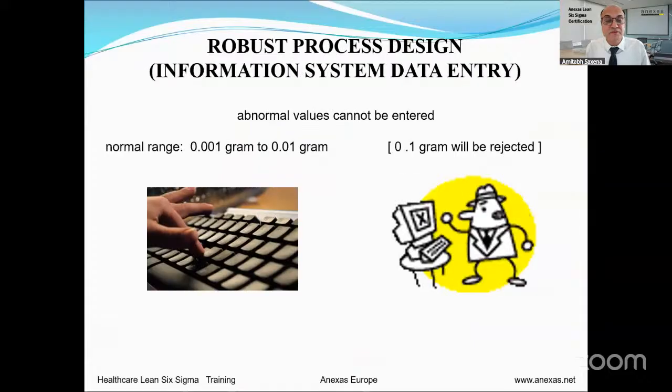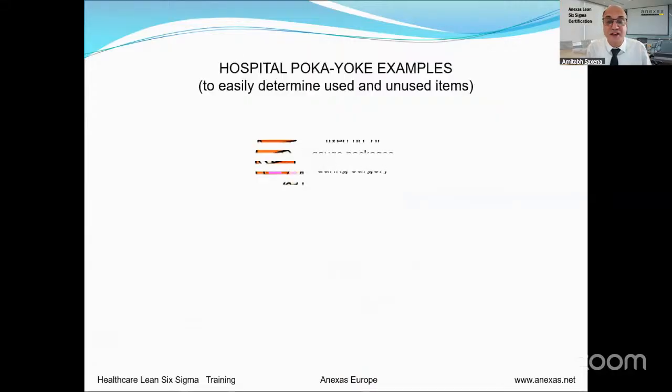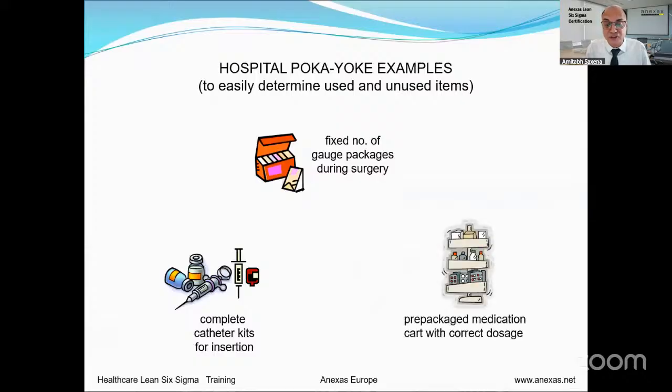And these are the ways to control your mistakes. If you put an abnormal value, it will get rejected. Oxygen and nitrogen cylinders cannot be connected together because the connections are totally different. Even if you want to connect, you cannot connect. So that is an example of poka-yoke. Other examples are a fixed number of packages during the surgery, complete catheter kits for insertion, prepackaged medication. I think now you are satisfied.